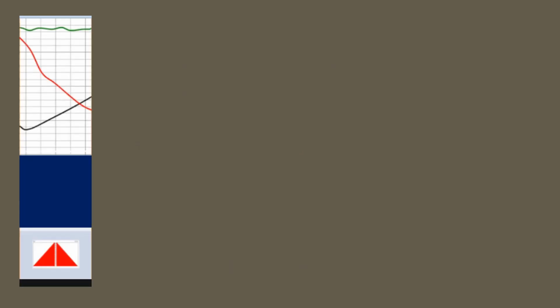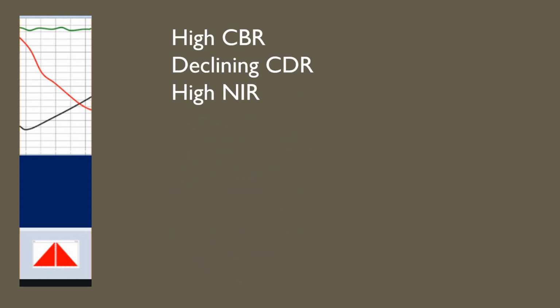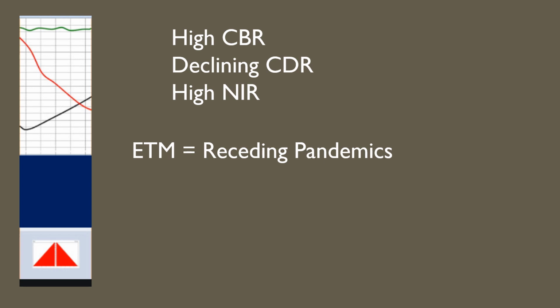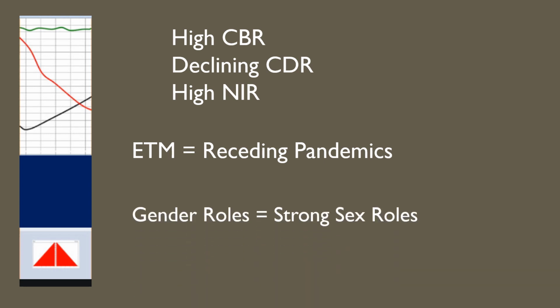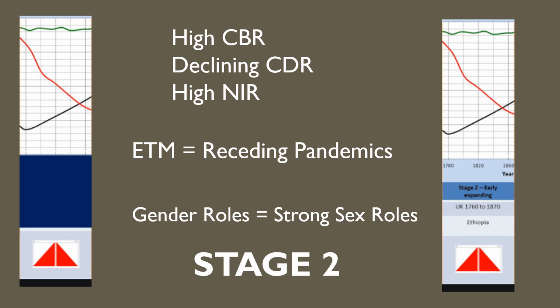All right, here we go. Next stage. Any ideas? Okay, we see a high crude birth rate, a declining death rate, very declining, and then we see a very high natural increase. We definitely see a pyramid shape at the bottom, which is a tree. Where's our epidemiological transition? This is where we see receding pandemics. As far as our gender roles, we see that children are like a sign of status and old age insurance. And this was stage 2, and our current example would be Ethiopia for that stage. Did you guys get that one?